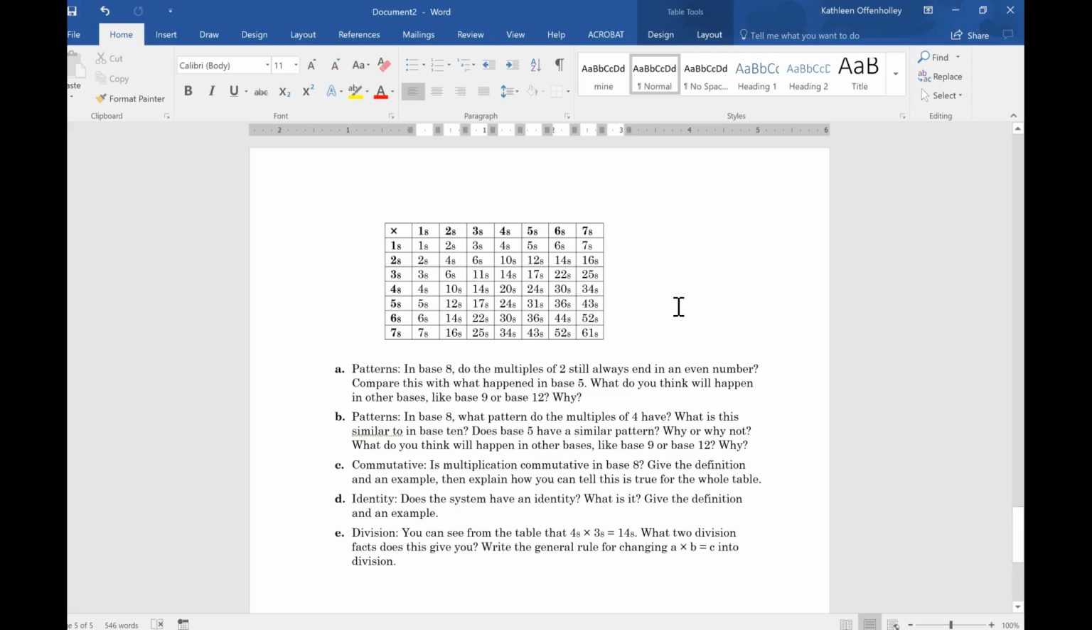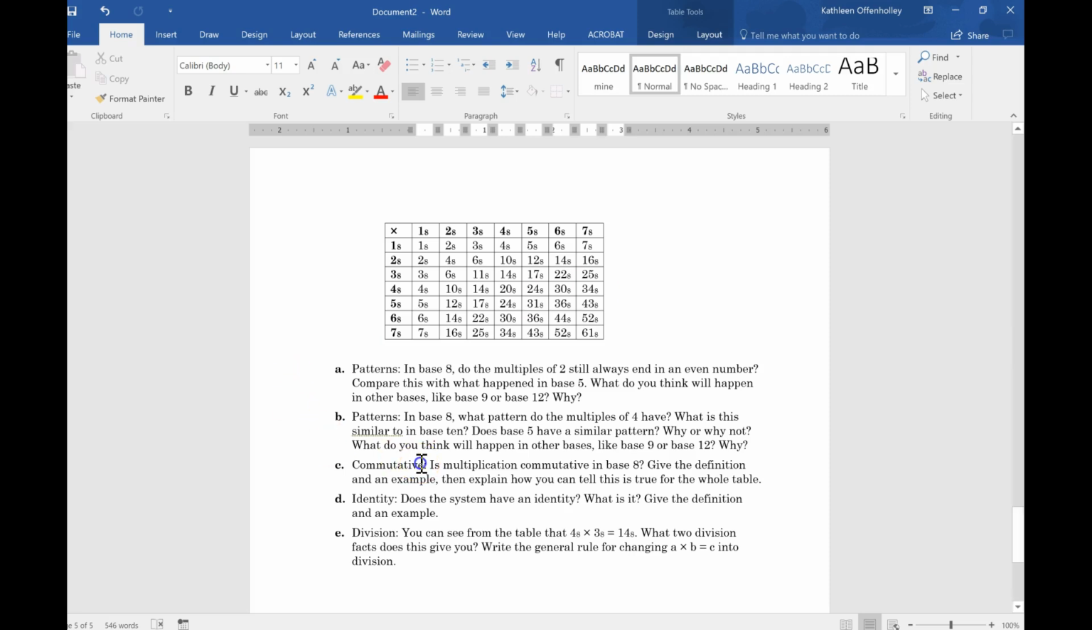And how about the multiples of 4? Is there any kind of pattern here? Ooh, look at this. 4 ends in 4, 0, 4, 0, 4, 0, 4. And here, 4, 0, 4, 0, 4, 0, 4. And notice that 4 is half of 8, right? And the multiples of 5, when we're in regular base 10, end in 5 or 0, right? So that's an interesting pattern right there.